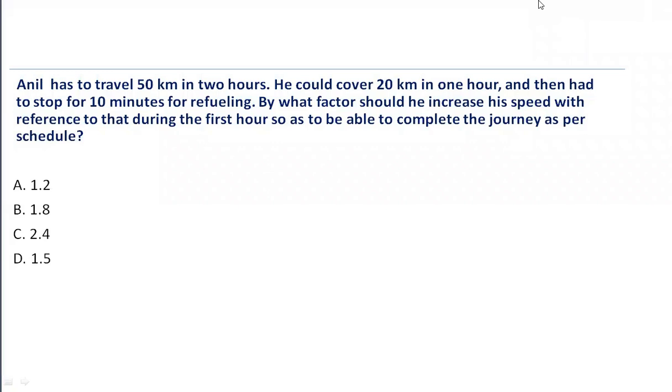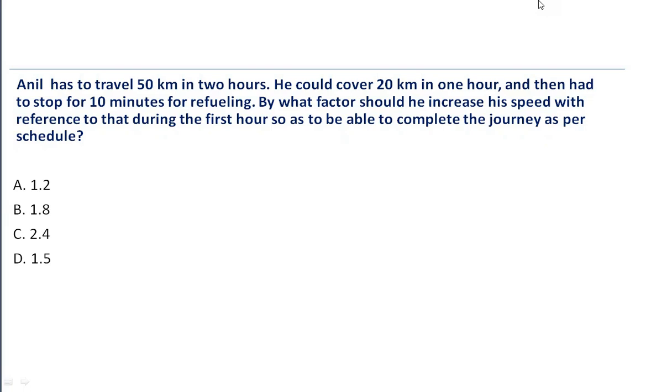Anil has to travel 50 kilometers in 2 hours. He could cover 20 kilometers in 1 hour and then had to stop for 10 minutes for refueling. By what factor should he increase his speed with reference to that during the first hour so as to be able to complete the journey as per the schedule?